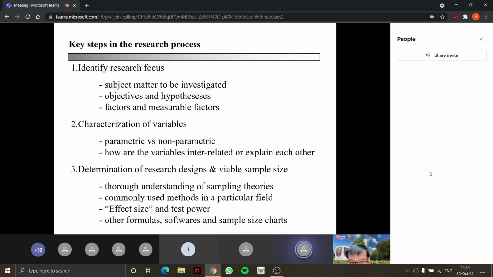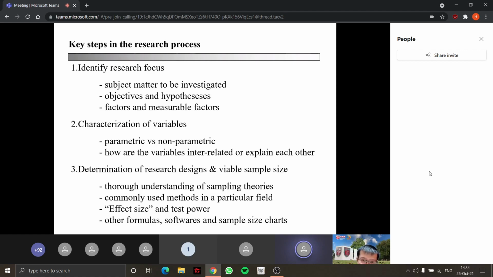I will be illustrating using maybe some unusual examples, crazy or unusual examples, and then we'll talk about it. Next will be characterization of variables. Then we'll be determining how you're going to examine it. And of course, when you are determining how you're going to examine it, you have to talk about effect size, test power, and sample size. We'll be covering this maybe in the third lecture.